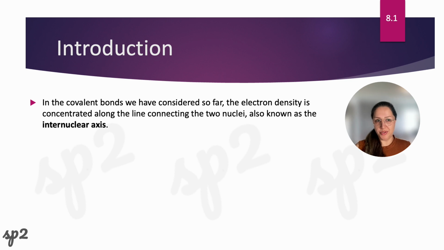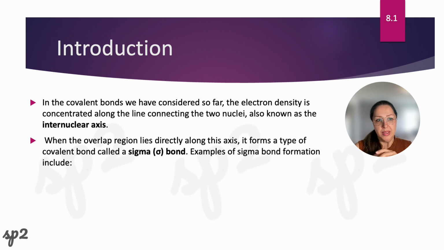Okay, so starting with our introduction. In all the covalent bonds that we have considered so far, the electron density is concentrated along the line that is connecting the two nuclei, which is known as our internuclear axis. When the overlap region lies directly along this axis, it is forming a type of covalent bond that we call a sigma bond. And you have seen many examples of that before.